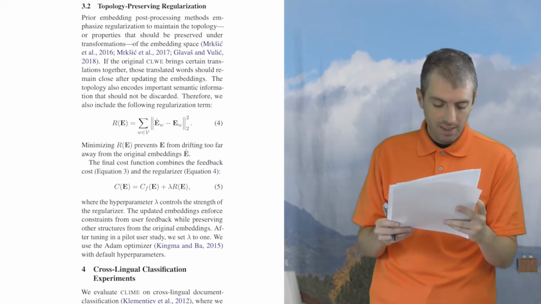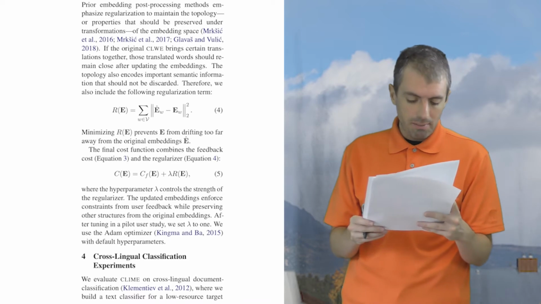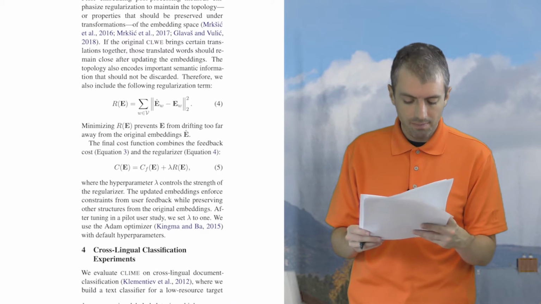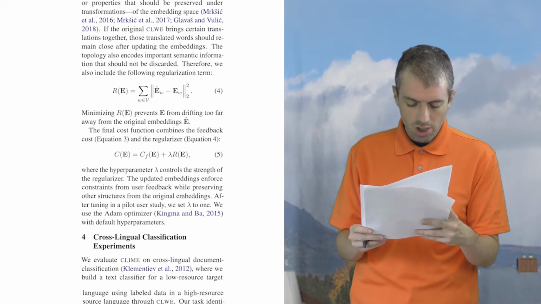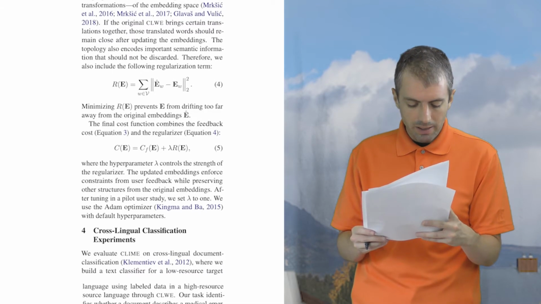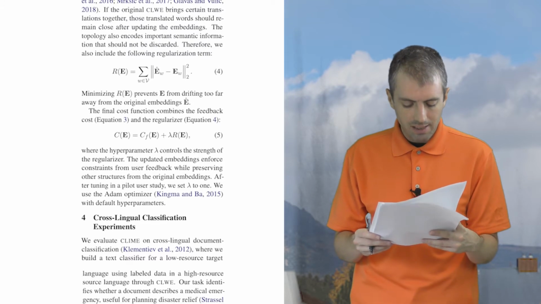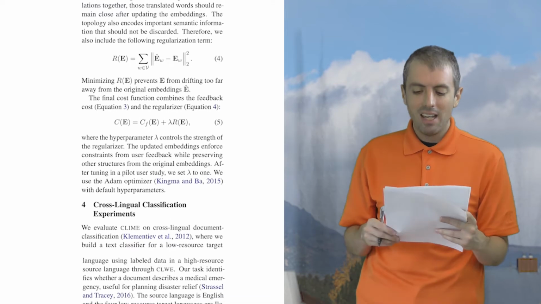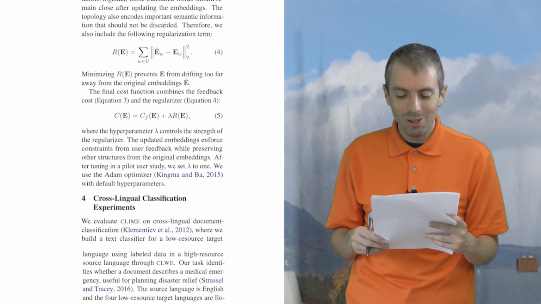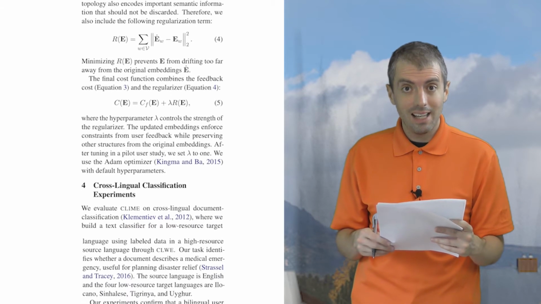Section 4, Cross-Lingual Classification Experiments. We evaluate Climb on cross-lingual document classification, where we build a text classifier in a low-resource language using labeled data in a high-resource source language through CLWE. Our task identifies whether a document describes a medical emergency, useful for planning disaster relief. The source language is English, and the 4 low-resource target languages are Ilocano, Sinhalese, Tigrinya, and Uyghur.